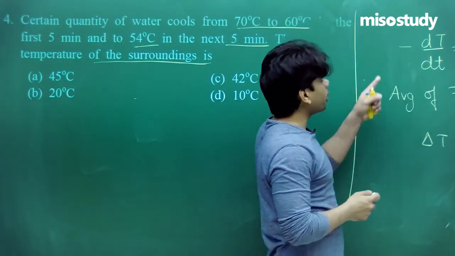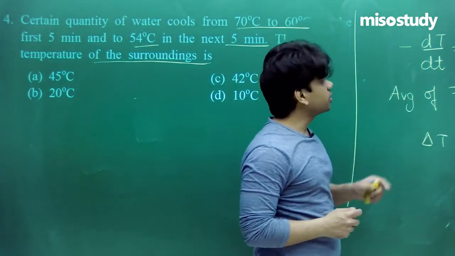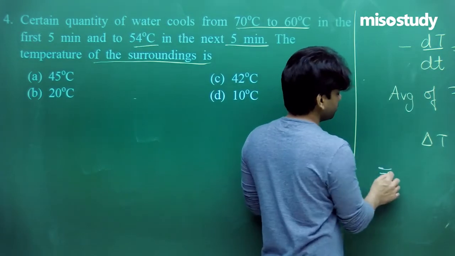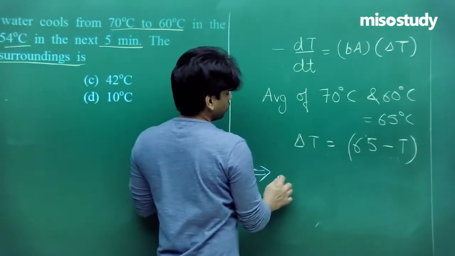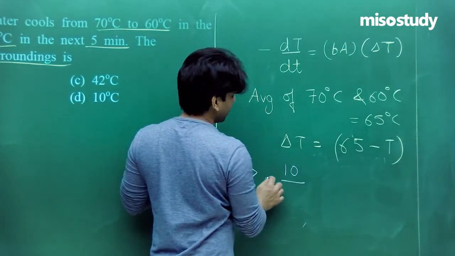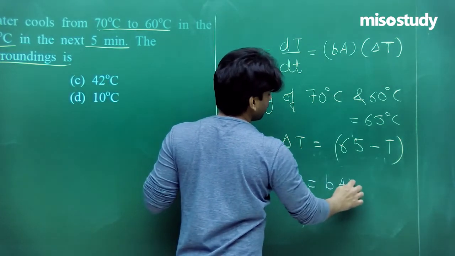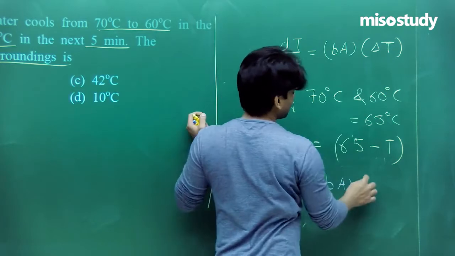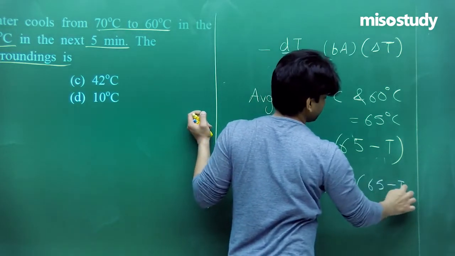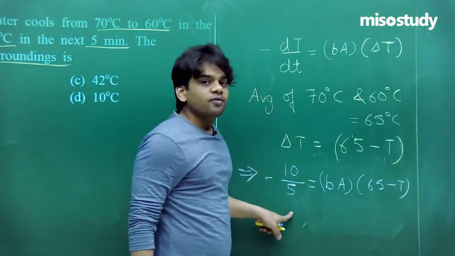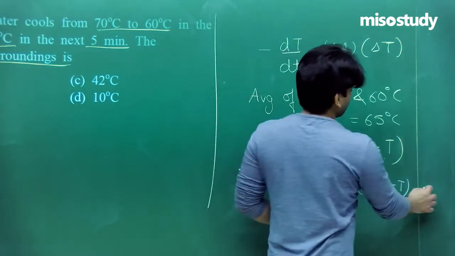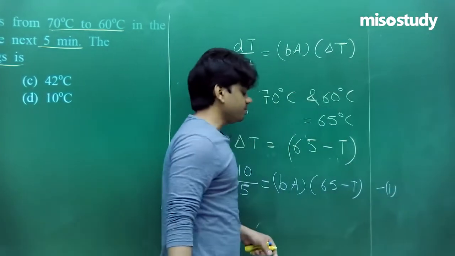After this you see the body cools from 70 to 60. The change in temperature will be 10, so let me use minus 10. The time taken is 5, and this is equal to B into A, and here we have to use delta T as 65 minus T. First thing we have obtained, let's say this is equation number 1.